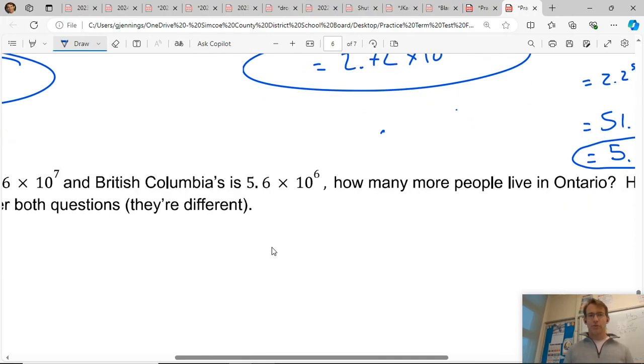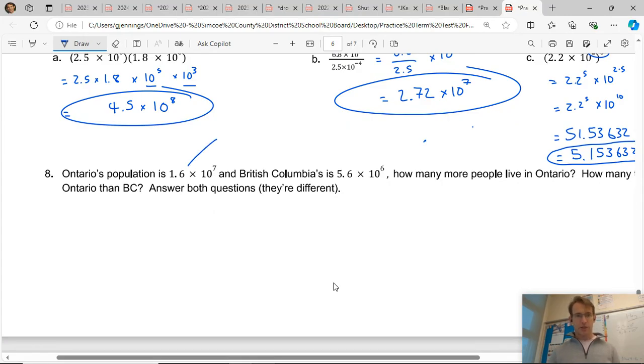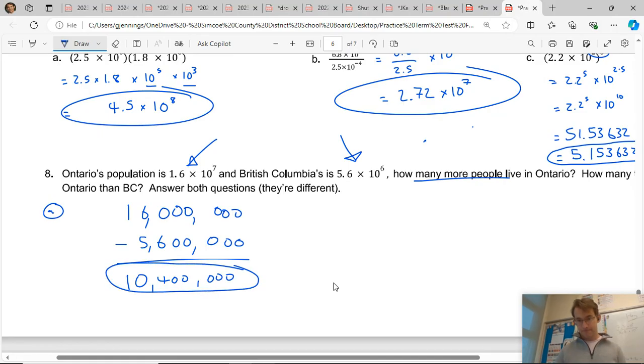Okay, now here we go. We have been asked about Ontario and BC. Ontario's population is 1.6 times 10 to the 7. BC's population is 5.6 times 10 to the 6. And we want to know how many more people live in Ontario? That's question A. For question A, I would do 16,000,000. That is Ontario's population, 16 million. I would subtract BC's population, which is 5,600,000. Probably 98% of that living in Vancouver. And we do the subtraction here. We get 10,400,000. That is the answer, I believe.